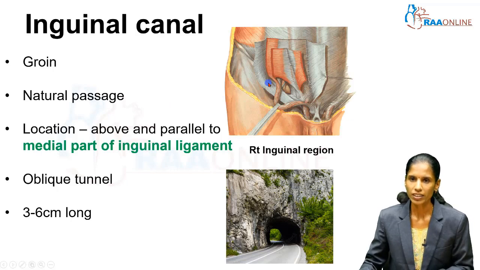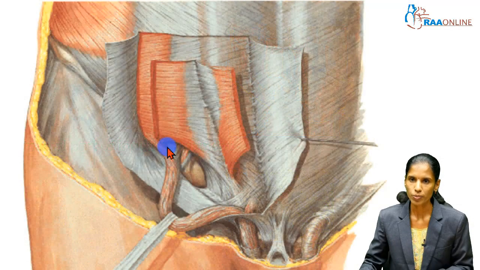This is the inguinal region of the right side. You can see the inguinal canal contents were reflected to show the inguinal canal. This inguinal canal is present in the groin region, a natural passage between the anterior abdominal wall muscles. It lies just above and parallel to the inguinal ligament, which is attached from the anterior superior iliac spine to the pubic tubercle. So the inguinal canal is just above and parallel to the medial half of the inguinal ligament.